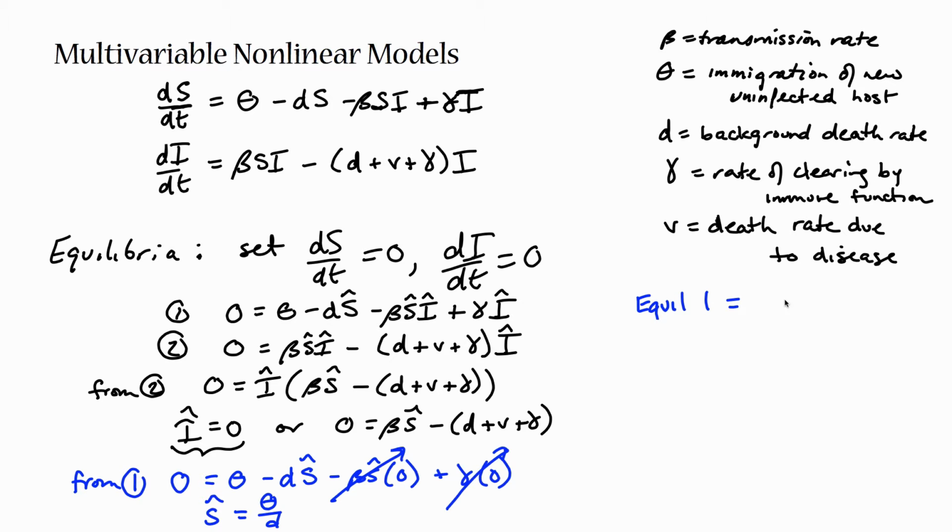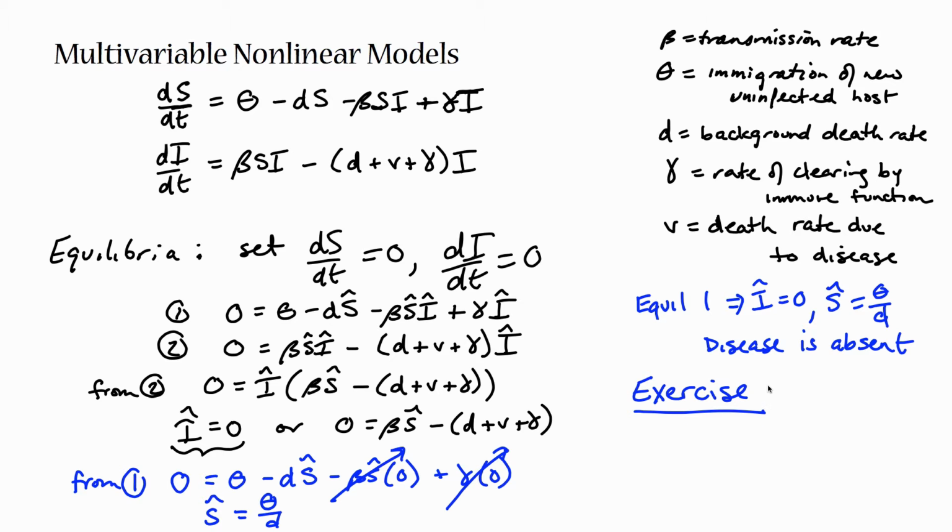equilibrium 1, I hat is equal to 0, S hat is equal to theta over d. So this equilibrium, right, this is just where disease is absent. No one is sick. No infected individuals, and the number of susceptible individuals is just governed by how many new people show up and how many people die.